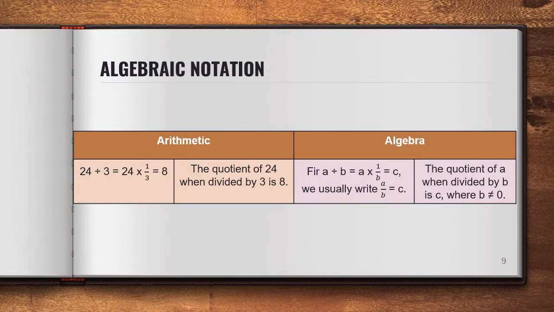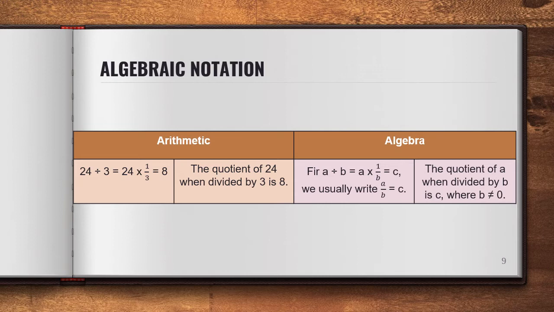So next, let's have the division. So 24 divided by 3 is equal to 24 multiplied by 1/3 is equal to 8. The quotient of 24 when divided by 3 is 8.